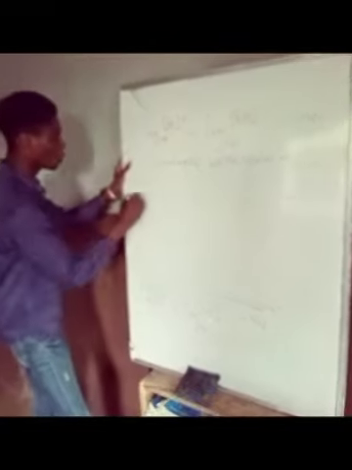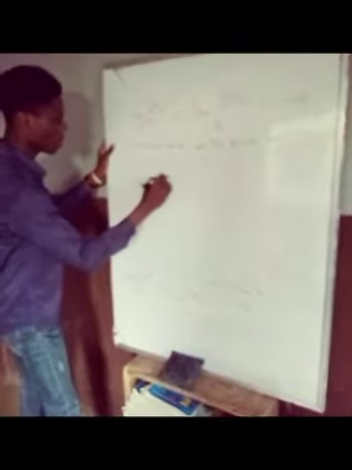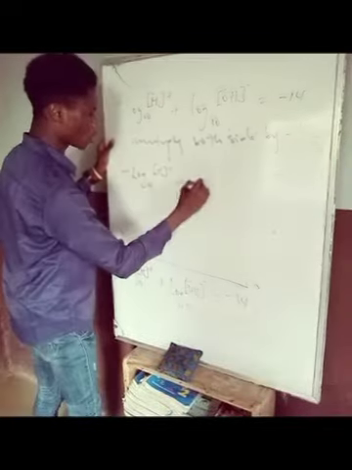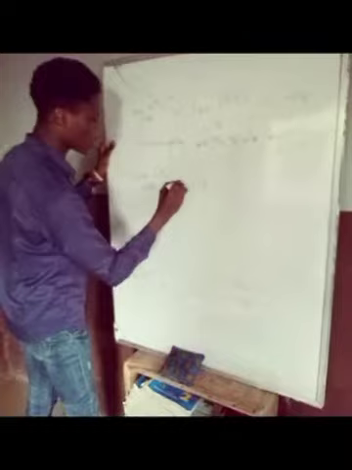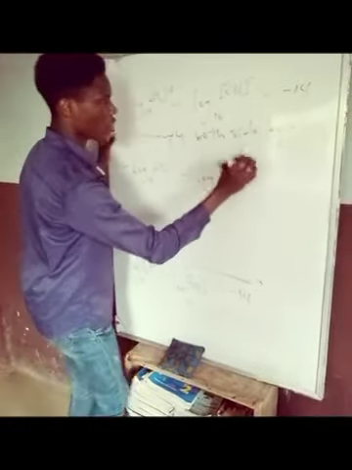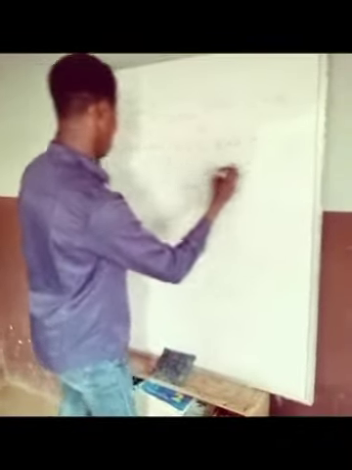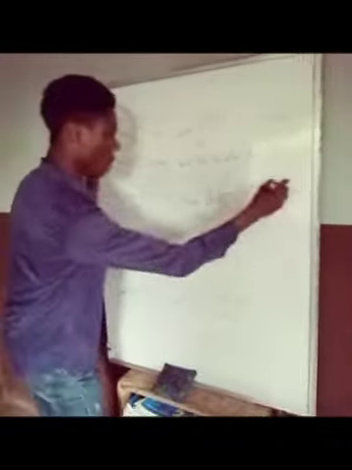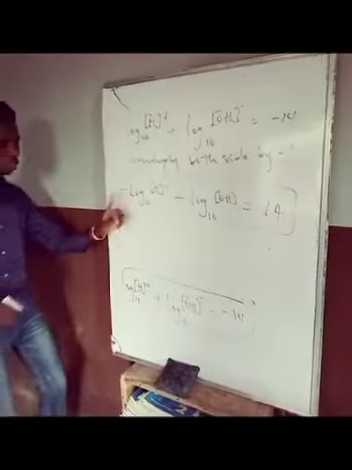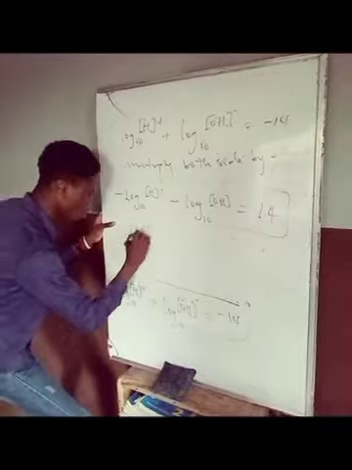So when you multiply this by -1, you have minus log 10 hydrogen ion, and multiplying this by -1, you have minus log 10 hydroxyl ion. Minus times minus will give you what? Plus 14. So this is our new formula. Now, don't forget that minus log 10 of hydrogen ion means pH.